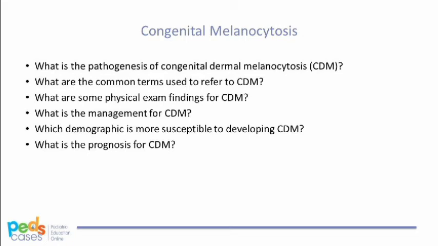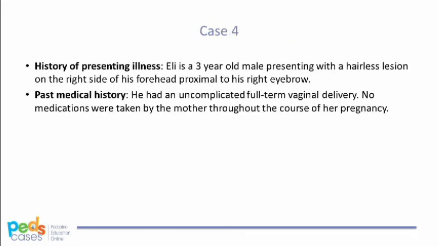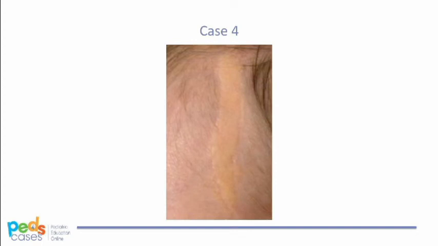Case 4. History of present illness. Eli is a 3-year-old male presenting with a hairless lesion on the right side of his forehead, proximal to his right eyebrow. Past medical history, he had an uncomplicated, full-term vaginal delivery. No medications were taken by the mother throughout the course of her pregnancy. What is a Nevus Sebaceous?